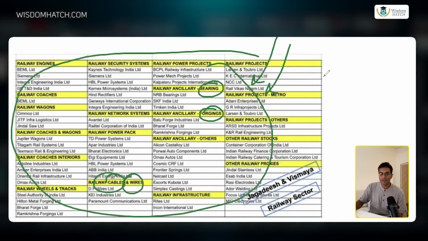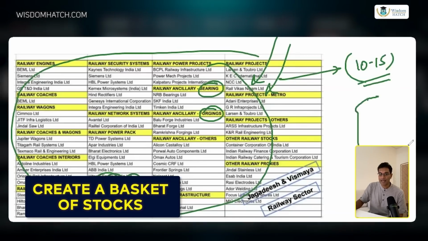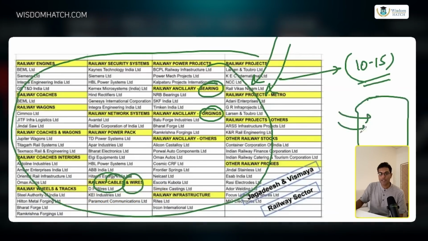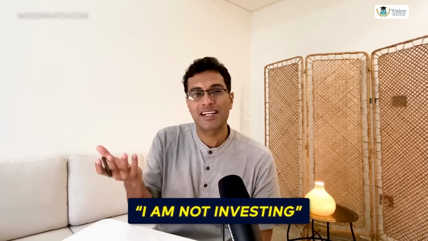अगर आपने करनी है तो what I would recommend is that इसमें से 10-15 stocks उठा लो, right? And just create like a basket of those 10-15 stocks and उसमें से आप SIP करते रहें, right? So that is the simple point that you can do. Am I doing it? No. Okay, I'm not very bullish on railway, especially like physical themes right now.